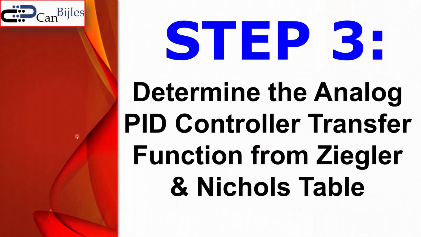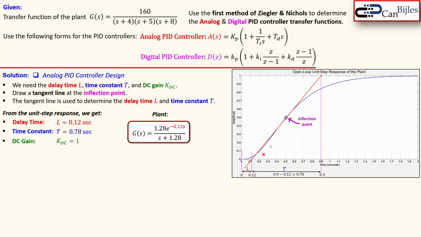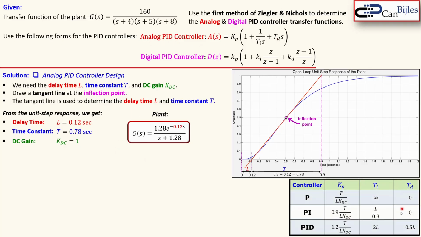All right, so step 3 is now we will determine the analog PID controller transfer function from the Ziegler-Nichols table. So all we have done so far is determine the L, the T, and the KDC from the unit step response. Getting back, this is our diagram or the response we had discussed, and also determined the time delay, the time constant, and also the DC gain. Now we need to also look at how we can determine the KP, TI, and TD for our analog PID controller. This is again the table for the Ziegler-Nichols for analog PID controller, and this is the row where we need.